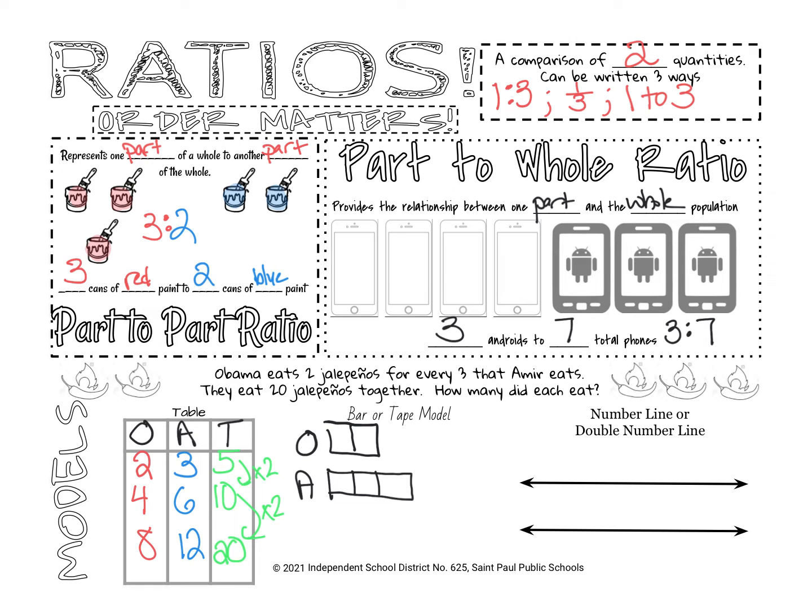I want to know how many they'd each have to eat if they're eating 20 jalapenos altogether. So now what I'm looking at is what happens when these boxes have to represent 20 jalapenos. Well, that 20 is now going to be distributed over these 5 boxes. So I'm going to take 20 and divide it by the 5 boxes that we have. And when we do that, we end up with a value of 4. So what that means is that each of these boxes now represents 4.